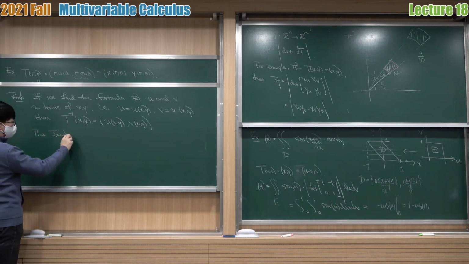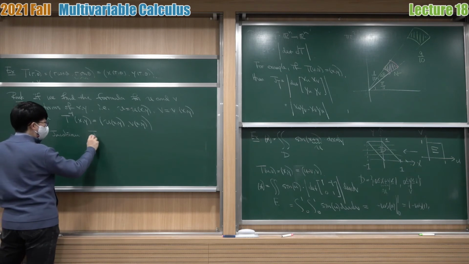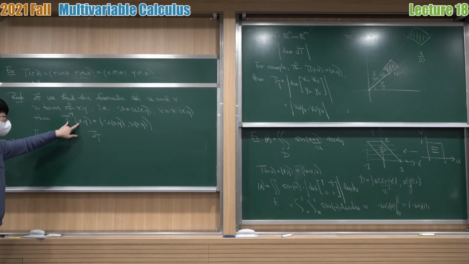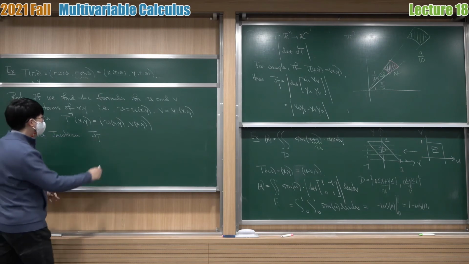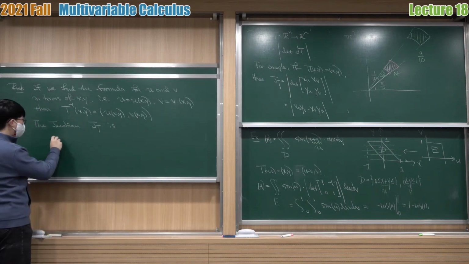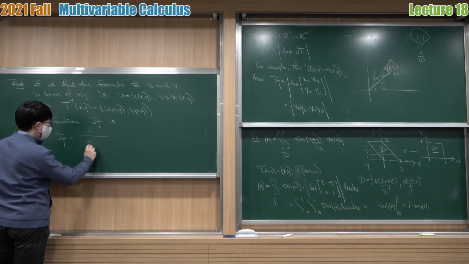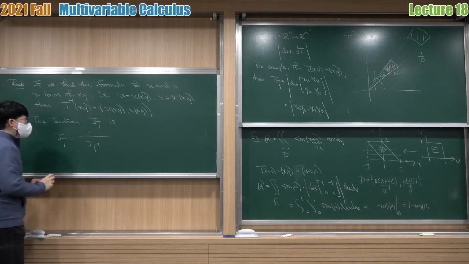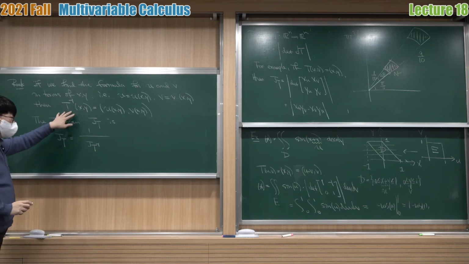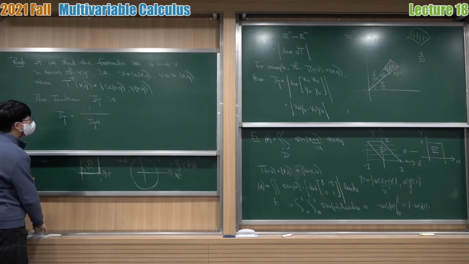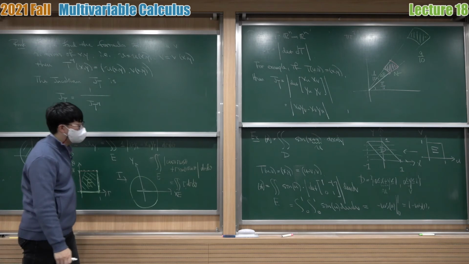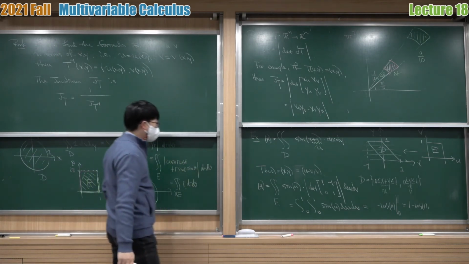Jacobian. So not the inverse of the Jacobian, but the original Jacobian is given by the reciprocal of the Jacobian of the inverse of the function. That's the first remark. So let's look at this one.